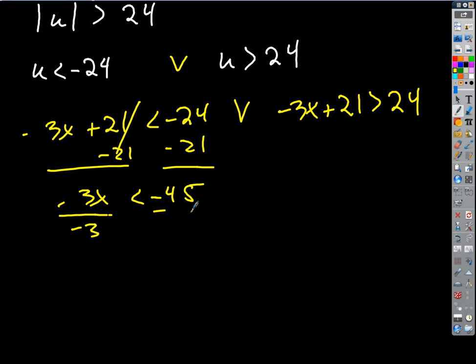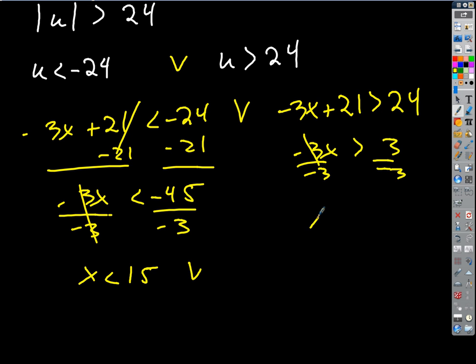Now what? Divide by -3. What's that going to give me? 15. Okay, 15, good. So x is less than 15, or what about over here? If I subtract 21, I get negative 3x is greater than 3. So if I divide by negative 3, what do I get? Negative 1. Okay, x is greater than negative 1. So those are my solutions. Either x is less than 15, or x is greater than negative 1.